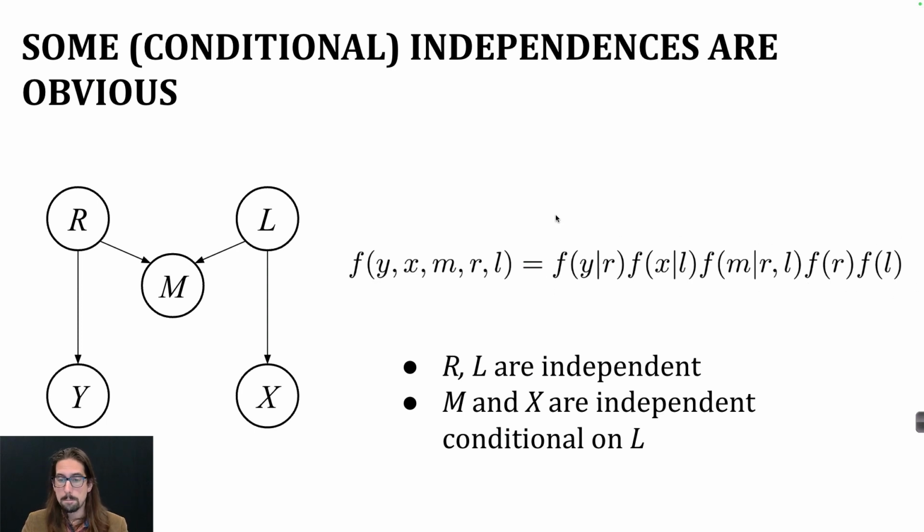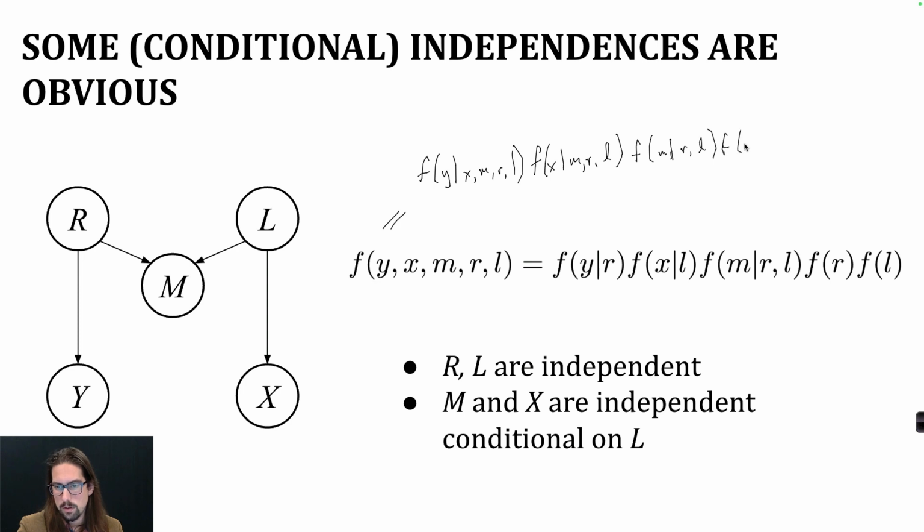And I know that I can always write this distribution a different way, right? Which is that I can write f of Y given X, M, R, L, times f of X given M, R, L. So this is our generic factorization, times f of M given R, L, times f of... Okay, so I have this factorization, and now I'm telling you that I also have this factorization down here.